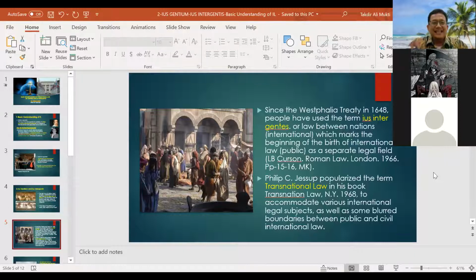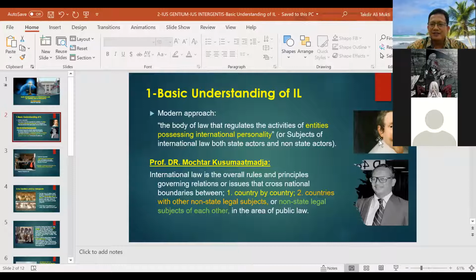Really, it is related to the key person in the Westphalia Treaty. The think tank, the person behind the treaty, was Hugo de Groot, or Grotius. The picture I mentioned before. This is Grotius. This is Mochtar Kusumaatmadja. This is Grotius, the think tank person in the Westphalia Treaty.